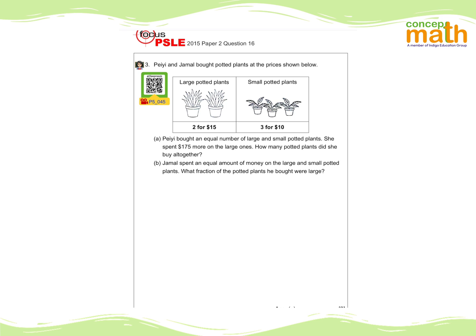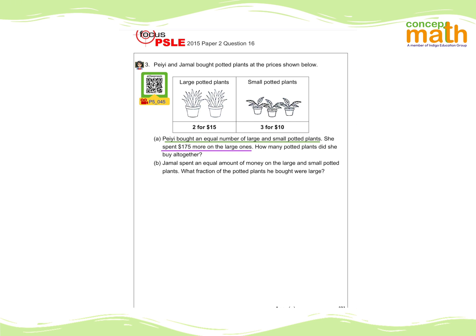For Pei, she bought an equal number of large and small potted plants. The number is equal, and they also tell us that the amount she spent more on is on the large one. So she spent more money on the large potted plants. They ask how many potted plants she bought altogether.